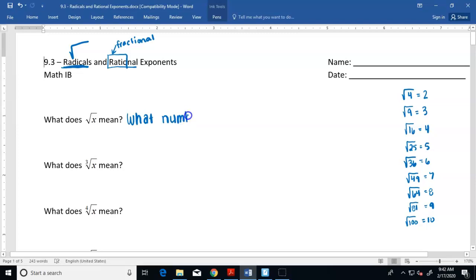But whenever we are looking at a square root, let me write these down, these are notes. It means what number times itself equals x. And x could be any number. It could be 4, 9, 16, 17, or 28.